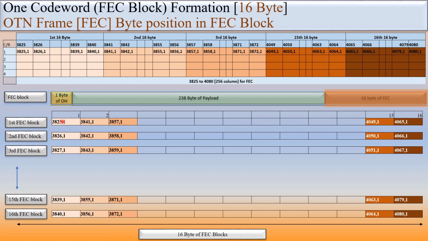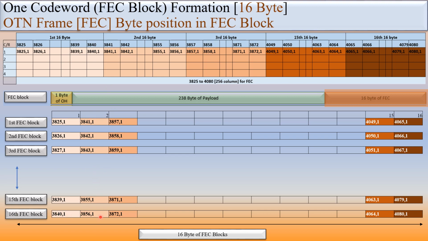So the first byte position is taken from the first group. Second byte is taken from the second group. Third byte is taken from the third group. In the same way, the 15th byte is taken from the 15th group, and the 16th byte is taken from the 16th group. In the same way, for the second FEC block, the first byte is taken from the first group, and second byte is placed here. Third byte is placed in the third FEC block. In the same way, the 15th byte is placed in the 15th FEC block, and 16th byte is placed in the first position of the 16th FEC block.